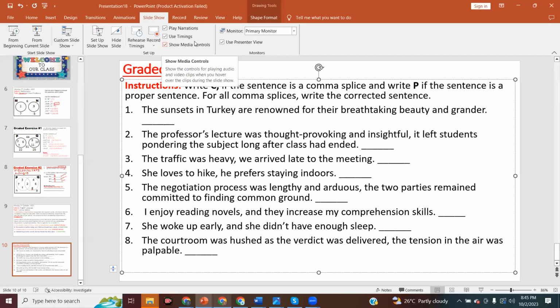All right, if it's right, then all you need to do is put P and leave it. If it's wrong, then you have to correct it, okay? And also put C for comma splice.